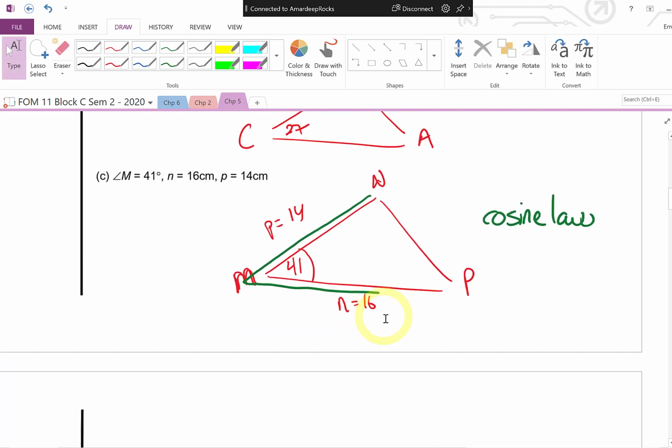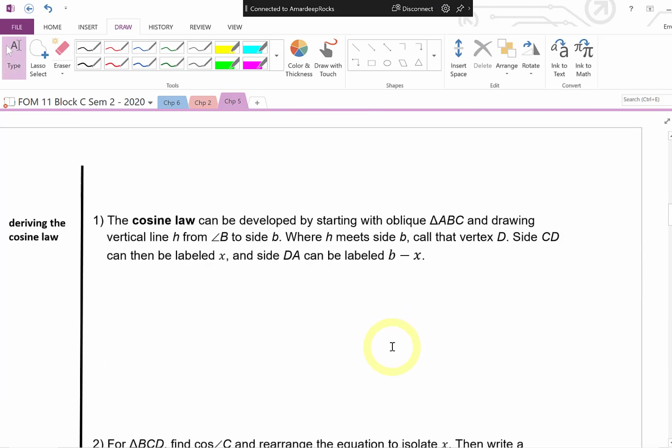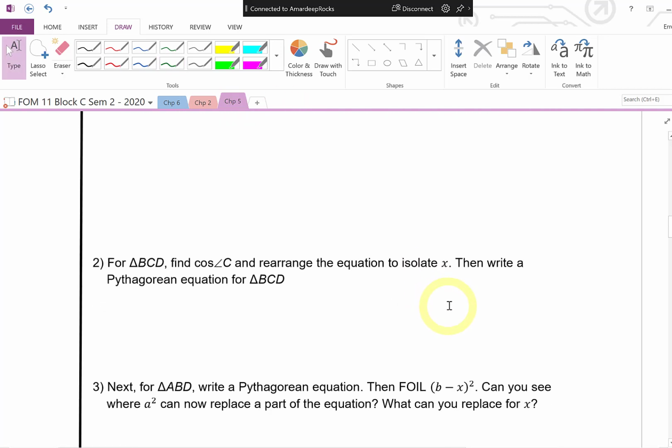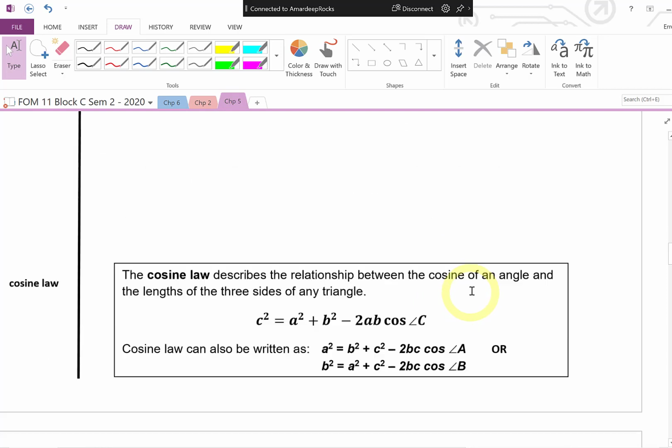So let's see if we can use this information. It says here, the cosine law can be developed by starting with oblique triangle ABC and drawing a vertical line h, angle B, side b. This basically goes on to prove the cosine law, which is something that we're not going to do. So I'm just going to ignore all that.